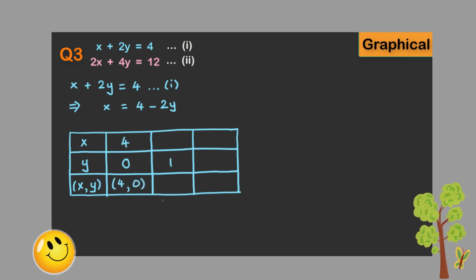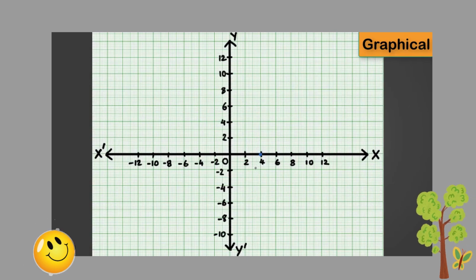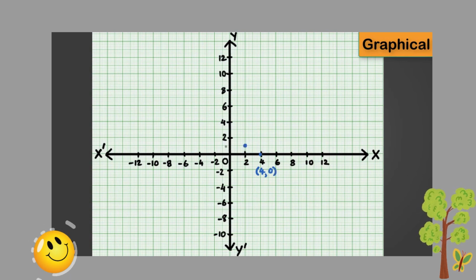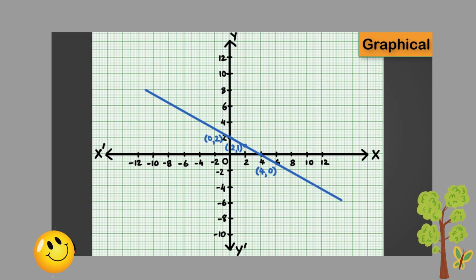For the second point, let's take y as 1, and on solving, we get x equal to 2. So our second point is 2 comma 1. And for the third point, we'll take y as 2, and we get x equal to 0. So the point becomes 0 comma 2. Let's plot the 3 points of equation 1 on our graph paper. Joining the points, we get a straight line, and let's extend it on both sides. This is the graph of equation 1. Let's label the line with equation 1, x plus 2y equal to 4.